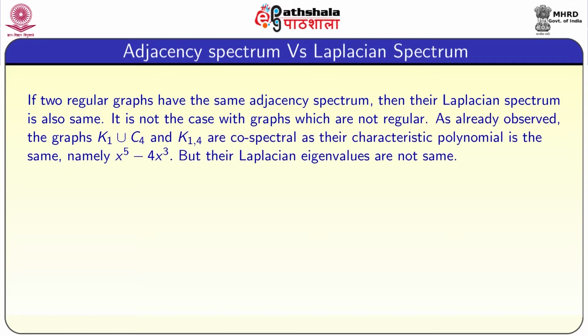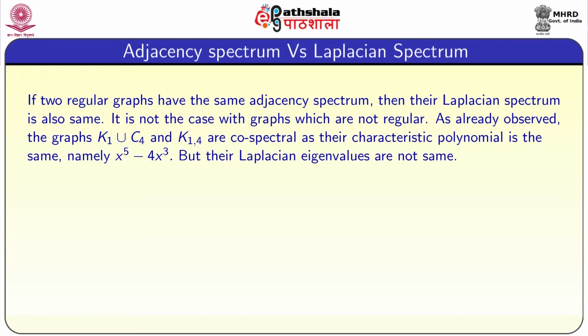As already observed, the graphs K1 union C4 and K_{1,4} are co-spectral, as their characteristic polynomial is the same, namely x power 5 minus 4x cube, but their Laplacian eigenvalues are not the same. That we will show in a while. It is because K_{1,4} is a connected graph.